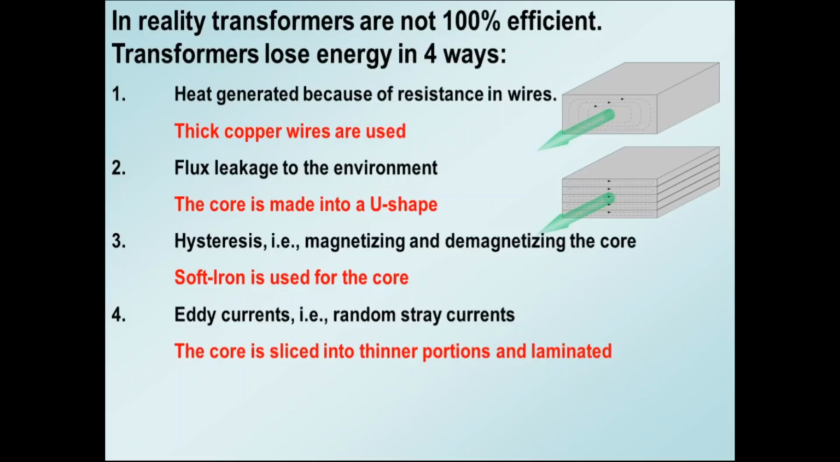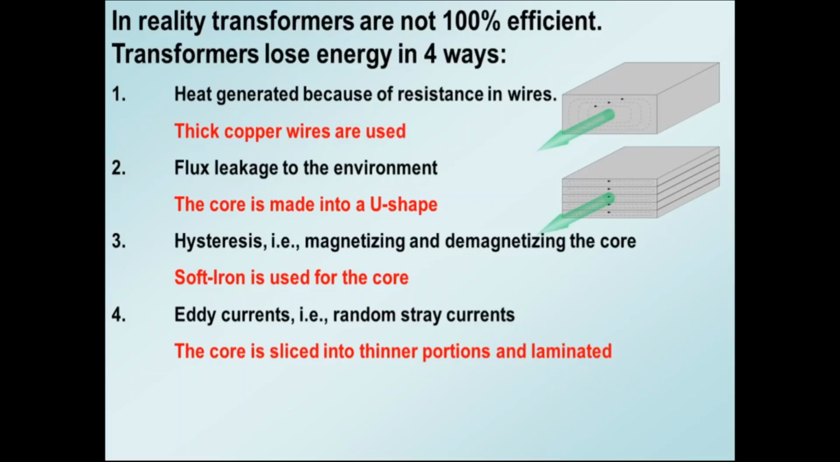Number 2, flux leakage to the environment. What do we mean by flux leakage to the environment? When the magnetic field is just lost out into space. So to minimize that energy loss, engineers make the core into a U shape. The U shape keeps the magnetic field within the iron core, and that way it is concentrated and used towards producing an induced EMF.